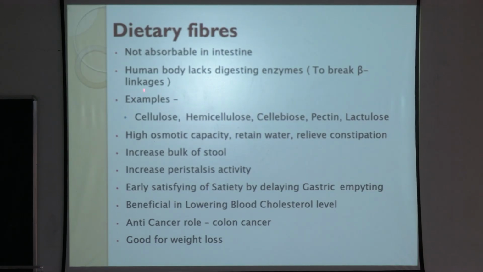And what are the examples of dietary fiber other than cellulose? That is hemicellulose, cellulose, pectin and lactulose. Lactulose I told you last day also, it is a synthetic disaccharide. They have high osmotic capacity to retain water and relieve constipation, increase bulk of stool and increase peristalsis activity, early satisfying of satiety by delaying gastric emptying.